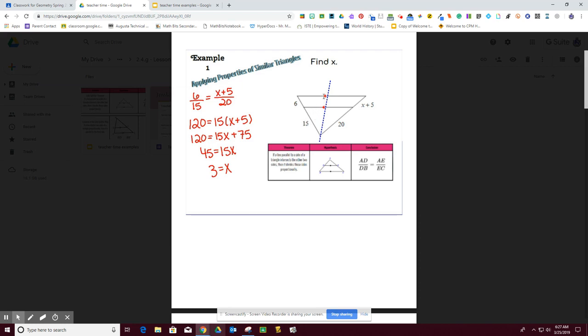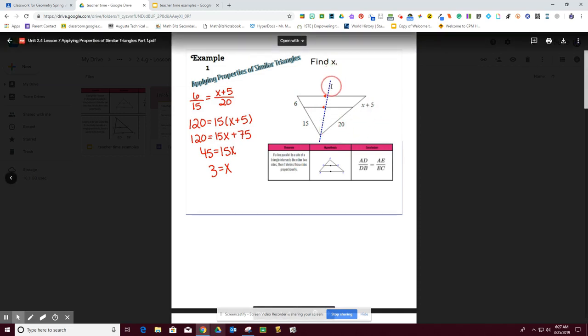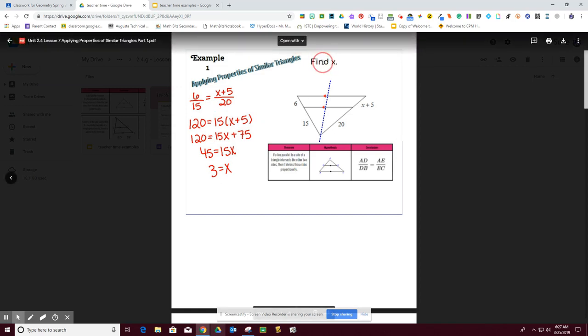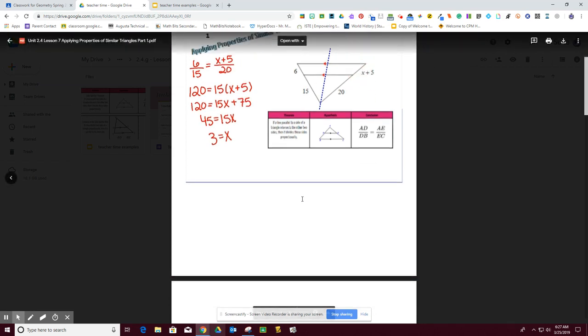We know that because these lines are parallel, these are proportional. So 6 over 15 equals x plus 5 over 20. Now, the way that I do this is I put a dotted line right here in the center and I don't cross that line. I set up the proportion. I'm going to distribute 15 and I'm going to solve for x. Remember that the question could ask us find x, like in this example, but the question could also ask us to find this length. It just depends on what the question asks you.